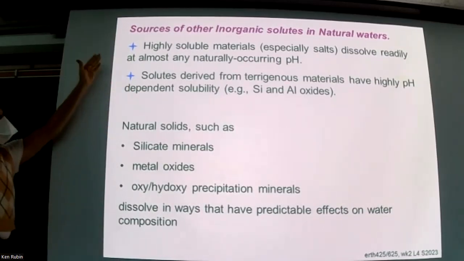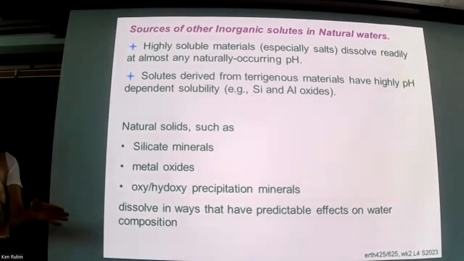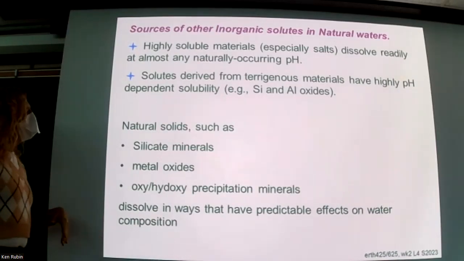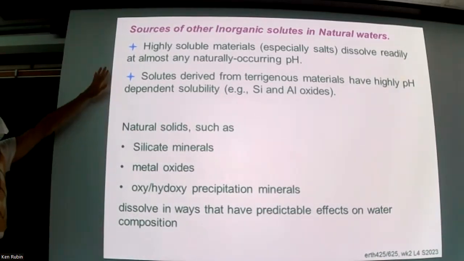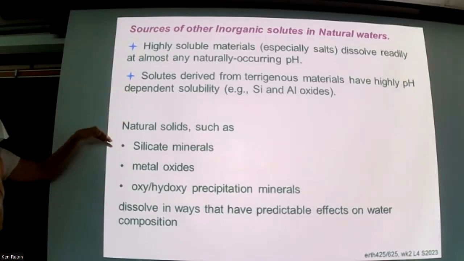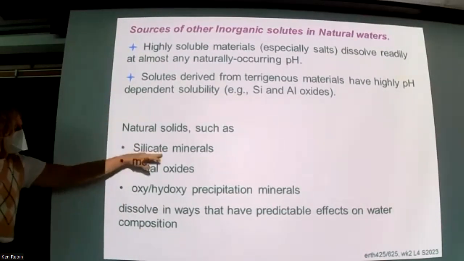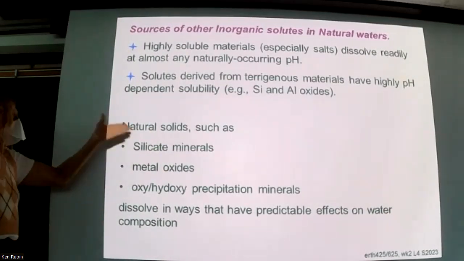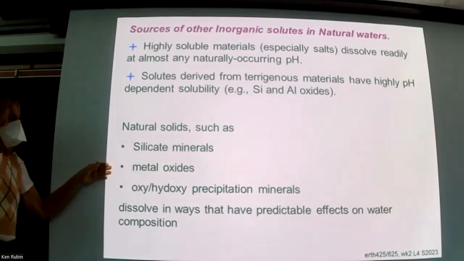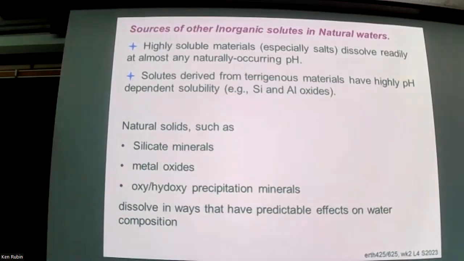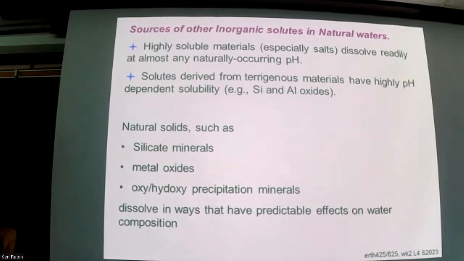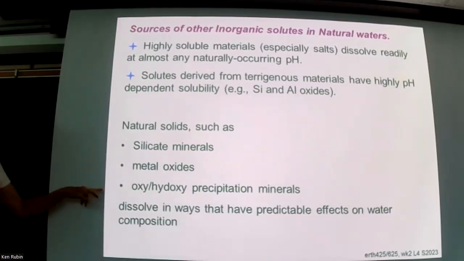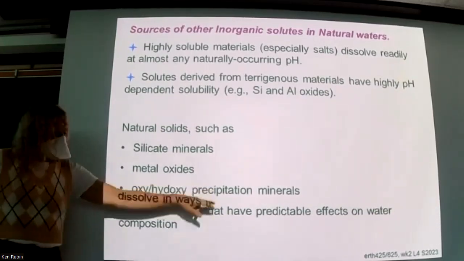So these are our two main sources of inorganic ions. You can find other sources, be sure. Think about fertilizer use, for instance, in agricultural settings. But from a first order, these are the processes. And these are the kinds of natural solids that we find in nature: silicate minerals, like we find in the rocks around here, olivine, pyroxene, plagioclase; metal oxides. There are plenty of natural metal oxides, iron oxides, for instance, chromium oxide, to a lesser extent some aluminum oxide or aluminum oxyhydroxide. And then we have what I call oxyhydroxide precipitation minerals.